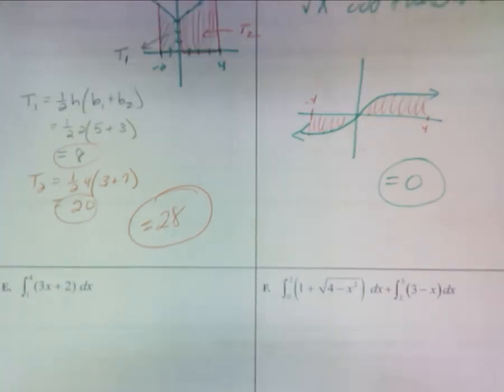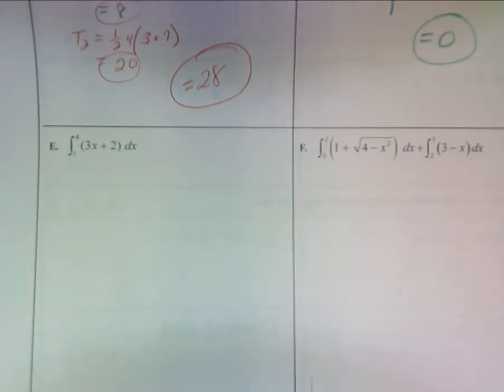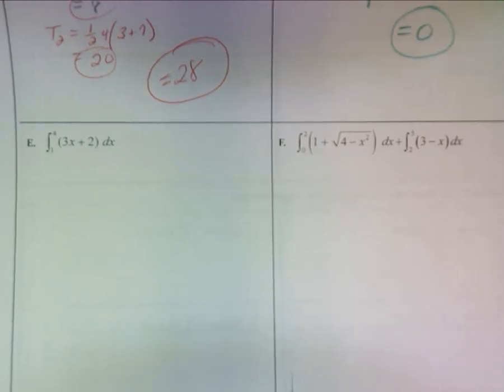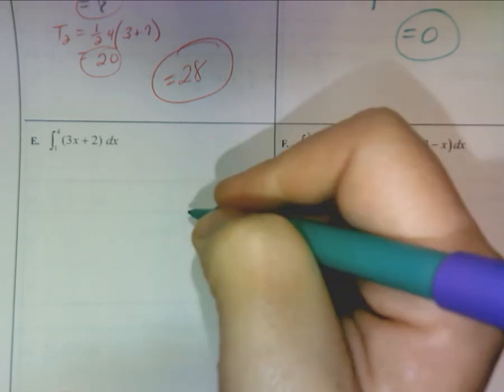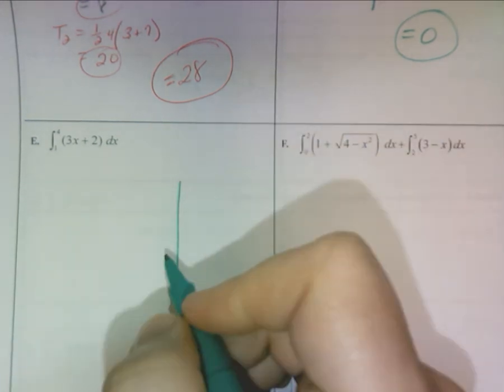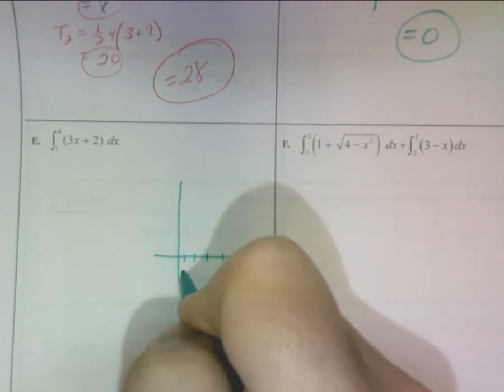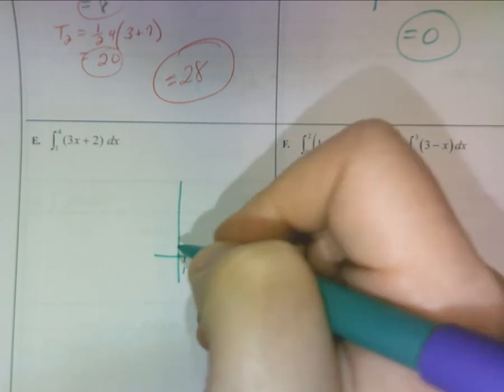Okay, last and final two: 3x plus 2. This may seem simple again, but let's look at it one more time. Draw this out. 1, 2, 3, 4. And let's draw 3x plus 2.